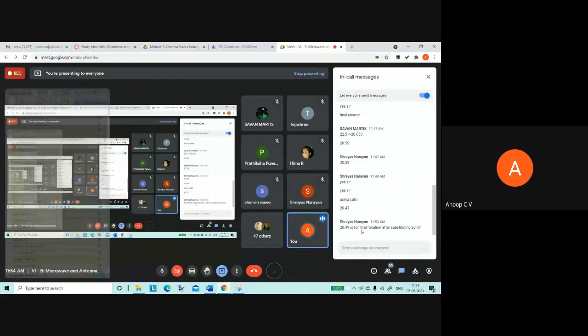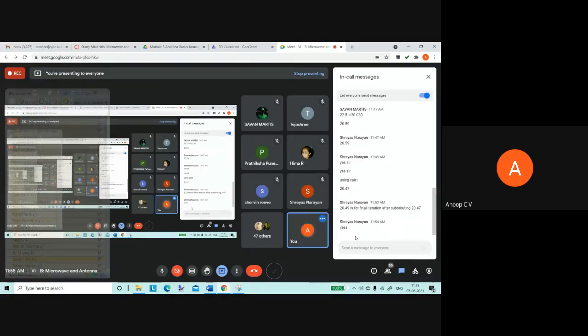Okay, you just correct to one decimal place. Shreyas, I can see 20.49 is the final iteration after substituting 20.47. Fine. So at least if you write correct to one decimal place, 20.5 you can write if you round it up. I hope that is clear. So that's it about this problem.